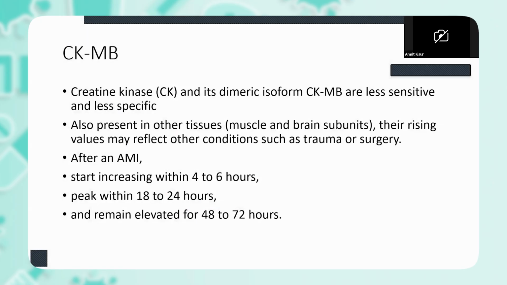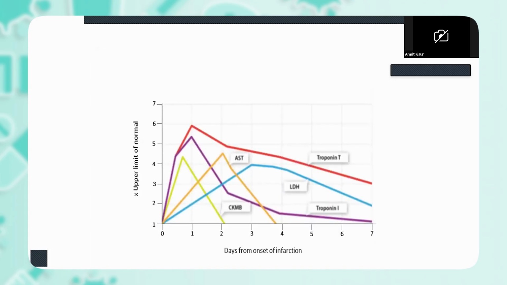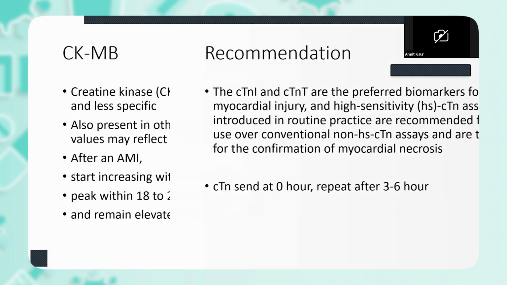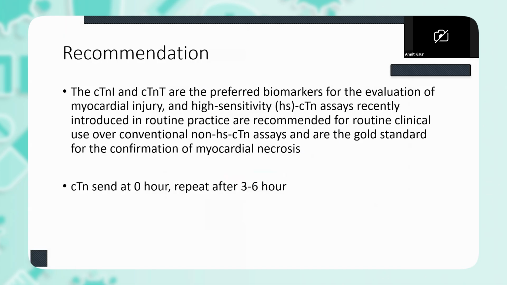CKMB is less sensitive and less specific than troponin because some of the CK exists in muscle and brain subunits. So it could be increased even in trauma, including brain trauma and surgeries. Like cardiac troponin, it also starts increasing within 4 to 6 hours. It also peaks within 24 hours, but it remains elevated only for 72 hours. So if you look at this slide, the CKMB is the first one, the yellow one here, and it comes back to normal. So the advantage of CKMB is in reinfarction. Come to the advantage slide in a second.